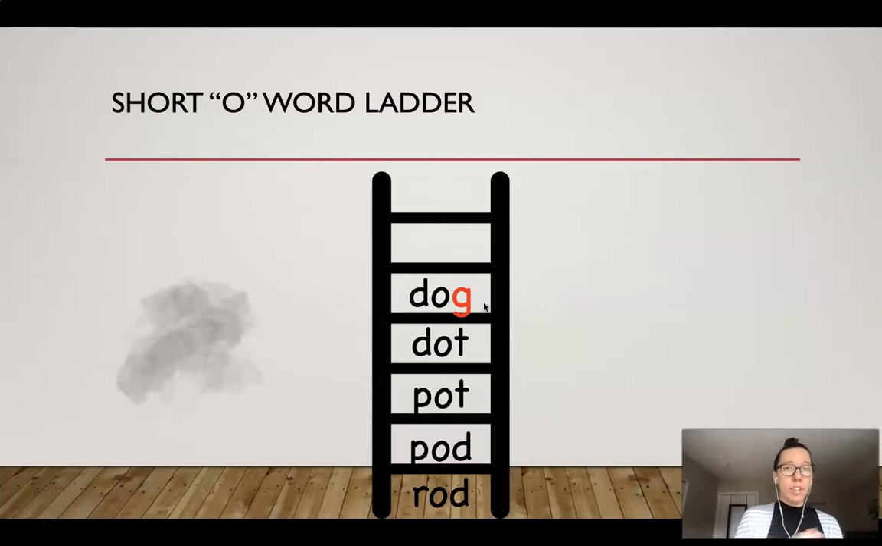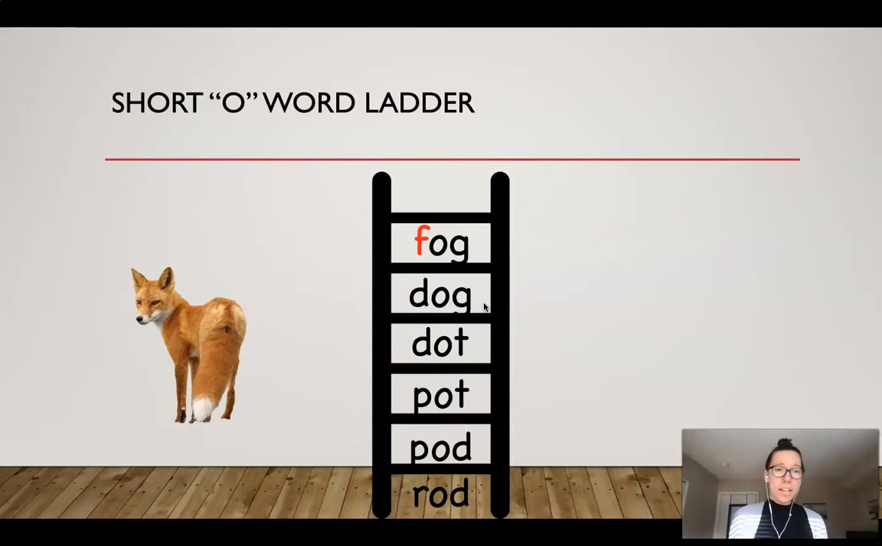So let's go back to that first sound then. The first sound we heard in fog was f. Friends, what letter says f? F. Very good. So to write the word fog, we keep our og the same, and we change our d to an f. F-O-G, f-a-g, fog. Wonderful. Now we are up to the final rung of our ladder, friends. So let's figure out what our last word is.